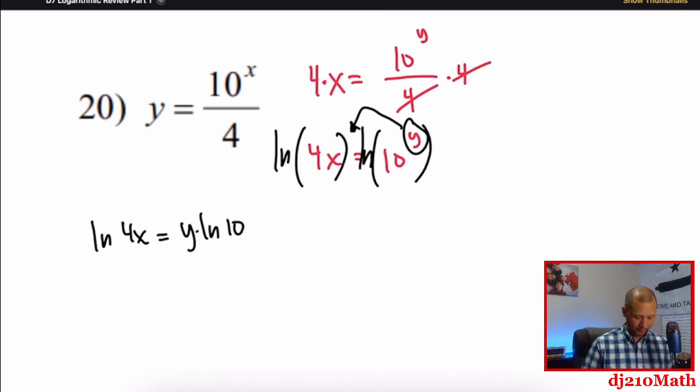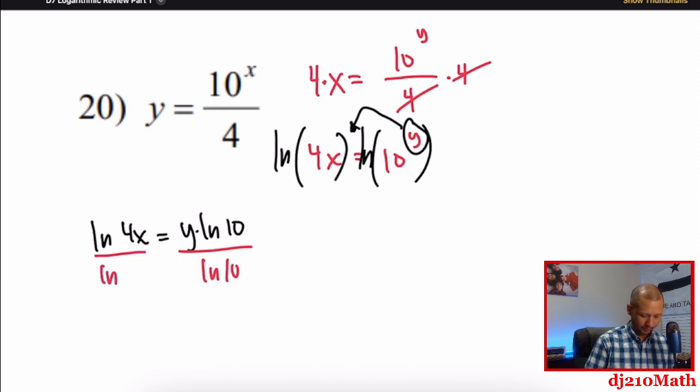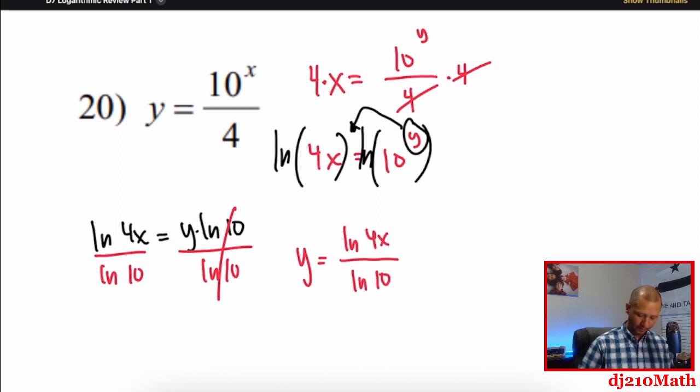Right? And this is being multiplied. So to isolate the y, we have to divide both sides by ln 10. So we get y is equal to the natural log of 4x divided by the natural log of 10. Again, you cannot simplify the 4 and the 10 because they're both even, right? That 4x is contained inside of a natural log, just like the 10 is contained inside of a natural log, and therefore they can't see each other.